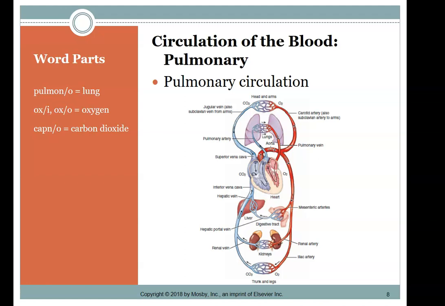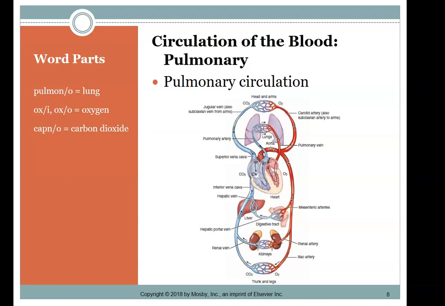Circulation of the blood, pulmonary. Notice that the circulation can be divided into three main areas: pulmonary circulation, systemic circulation, and coronary circulation, and that is through the heart itself. Pulmonary circulation begins with the right side of the heart. Notice that the blood is deoxygenated, and the blood is pushed out to the lungs to offload the carbon dioxide and pick up oxygen. Now oxygenated, the blood travels back to the left side of the heart, where it is pumped out to begin its route through the systemic circulation.